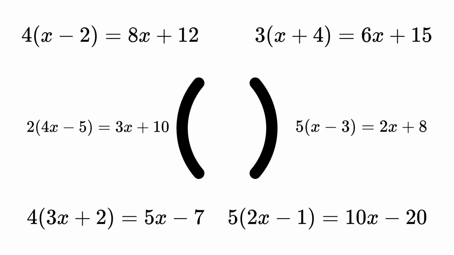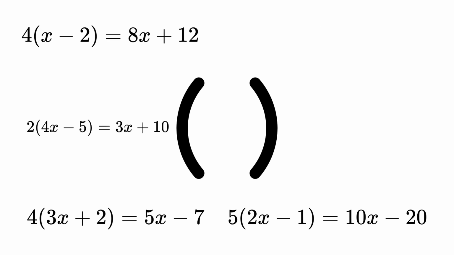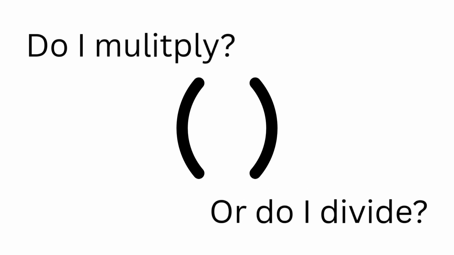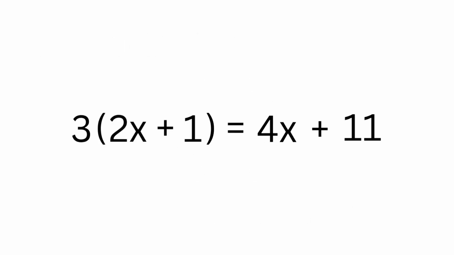When we see parentheses in an equation, we have to clear them before touching our four-step checklist. But we have to ask ourselves, do I multiply or do I divide? The answer depends on the number outside the parentheses and the terms on the other side. Look at this equation. 3 times open parenthesis 2x plus 1 close parenthesis equals 4x plus 11.